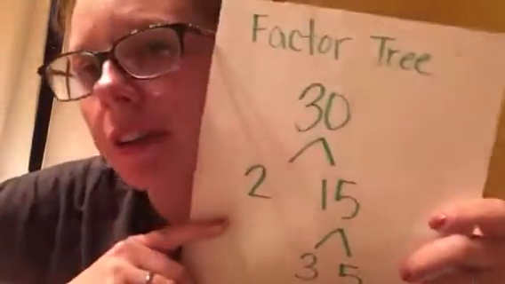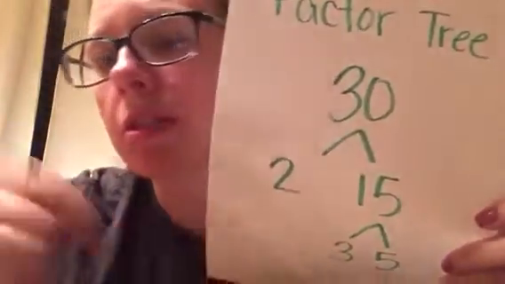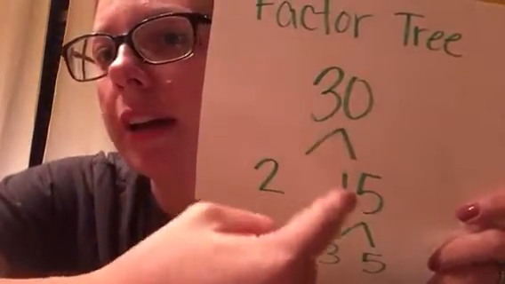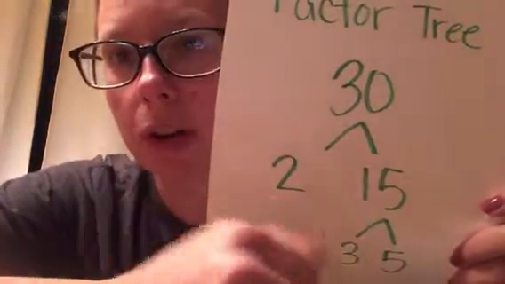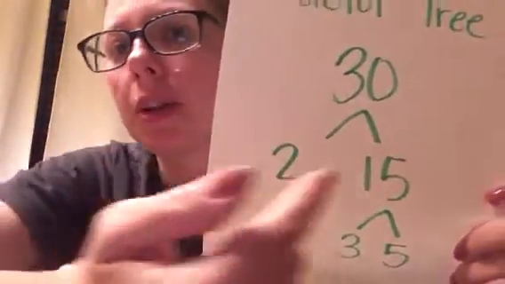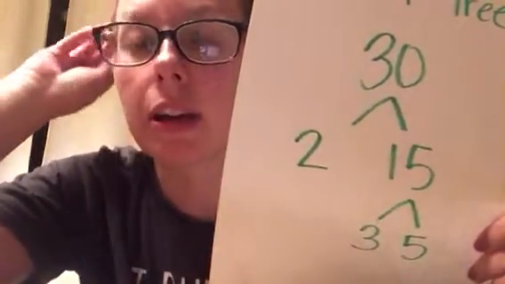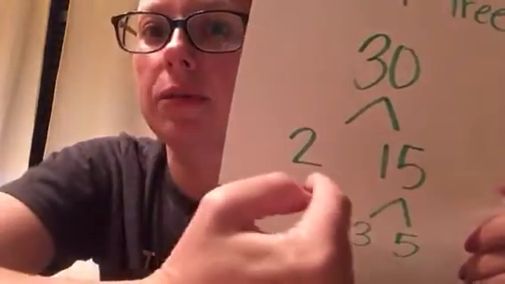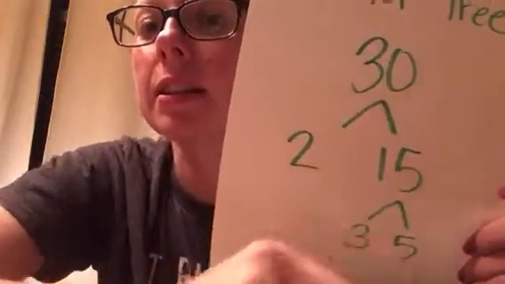What I like to do, but can get a little tricky, so maybe don't do it until you're more comfortable finding factors, is what's called a factor tree. What you do is start with the number that you're given, and then you're going to divide it up in whatever way you choose, whatever comes to you easiest. So if you don't know that 2 times 15 equals 30, then figure out what you do know. So you know that 5 times 6 equals 30. So instead of 2 and 15, you would write 5 and 6.